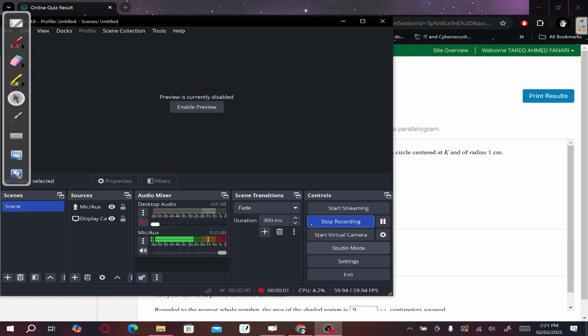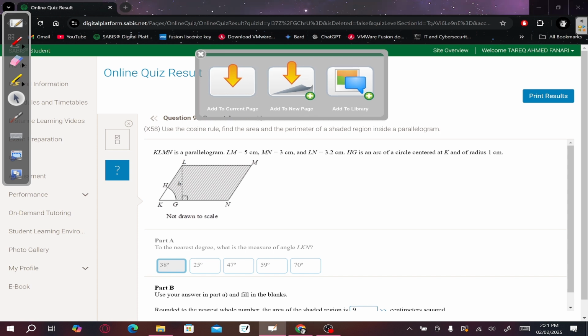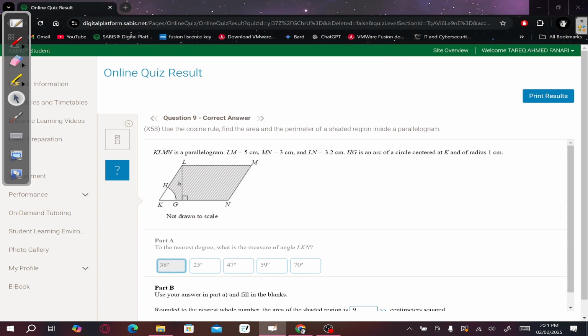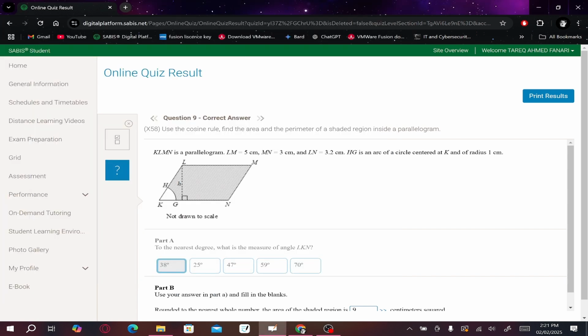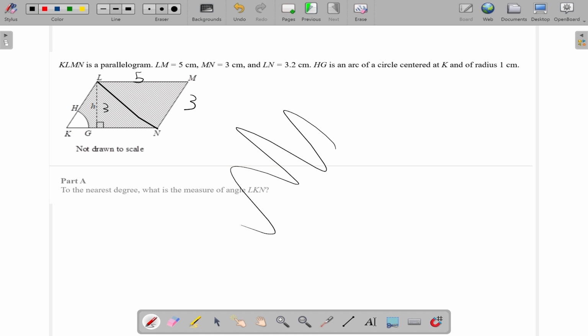Question 9. Okay, so question 9. KLMN is a parallelogram. LM is equal to 5 centimeters, and whatever. We'll read it when I take it into the open board. So just give me a minute. Okay, so I took it into the open board. KLMN is a parallelogram. LM is 5 centimeters. MN is 3 centimeters, and LN, let me draw it as a straight line, is 3.2 centimeters. To the nearest degree, what is the measure of angle LKN?